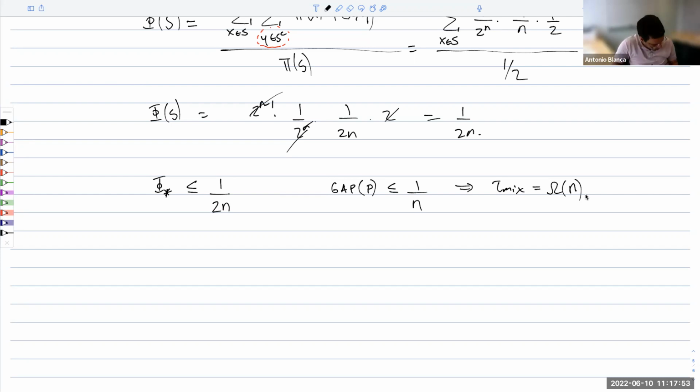Okay, so I'll do one more example, kind of an easy one, because it showcases that we can actually get upper bounds using the conductance, right? So it's not only lower bounds. In some cases, when the chain is simple enough, we can also get an upper bound on the mixing time using the conductance. And for this, consider the random walk on the complete graph, right?